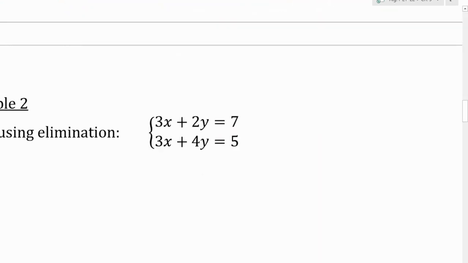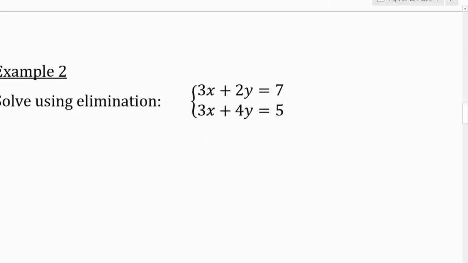Okay? All right, now look at this one. Now, if we add them up right now, that didn't really serve a purpose. We didn't get rid of a variable. So that's the reason it's called elimination. We're going to eliminate one of the variables. So, and you eliminate whichever one you think is the easiest. There's not a set way to do it.